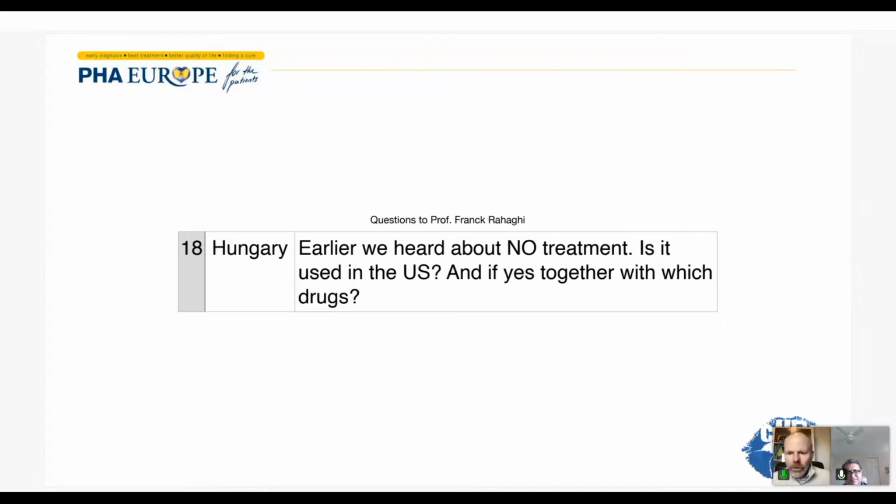Hungary, earlier we heard about the NO treatment. Is it used in the US? If yes, together with which drugs? It's used in the intensive care unit. We know it works. The problem is it is so difficult to deliver it that the companies that have been inheriting the device have not managed to get it to really work.